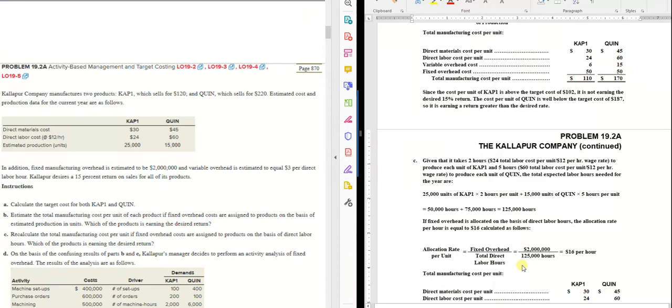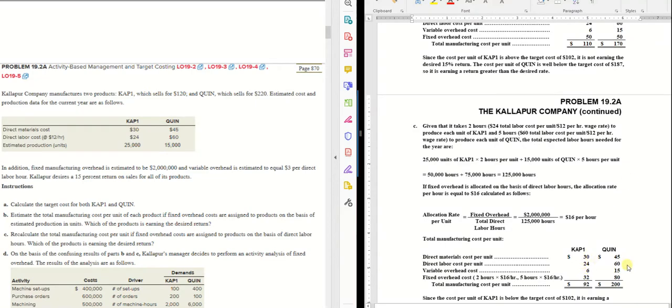All right. So basically, notice that 30, 24, 6, 45, 60, 15, those numbers just reappear. And that's why I said it might be easy to do this in Excel, then I can just copy them down. However, my overhead allocation is fixed overhead of $2 million divided by direct labor hours. And remember you have 2 and 5 written down there. So 2 times 25,000 is 50,000. 5 times 15,000 is 75,000. So I have 125,000 hours.